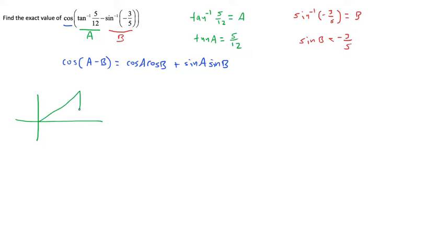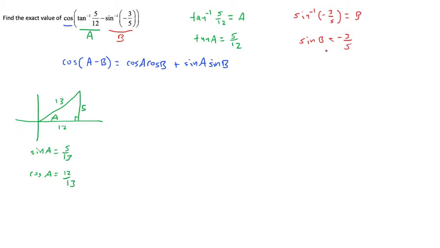Tangent of A is 5 over 12. Well, here's angle A. The tangent is opposite over adjacent, so opposite is 5. This length here will be 12, which makes the hypotenuse equal to 13. And take a look. Sine of A, I know that now. So I know sine of A is 5 over 13. I know that the cosine of A is 12 over 13. What about this angle?